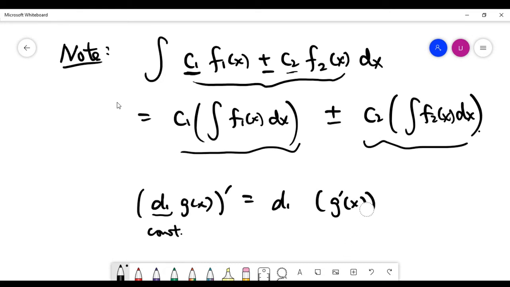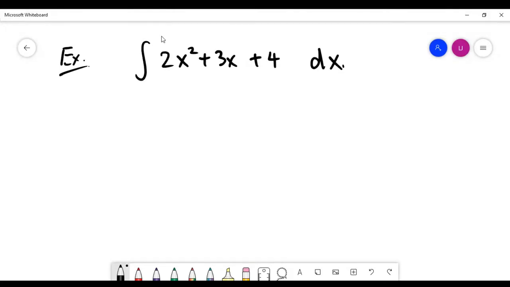And we can do some exercises here today. So please look at the current example. The current example has a function 2x squared plus 3x plus 4.